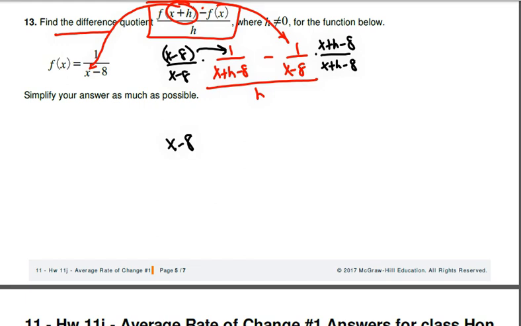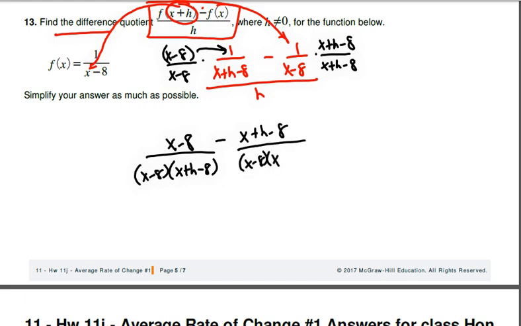So the x minus 8 times the 1 is just x minus 8. And I'll go ahead and put that over that common denominator, x minus 8, x plus h minus 8. Then copying the minus down, we have this term right here times this numerator, x plus h minus 8, all over that denominator, all over h.